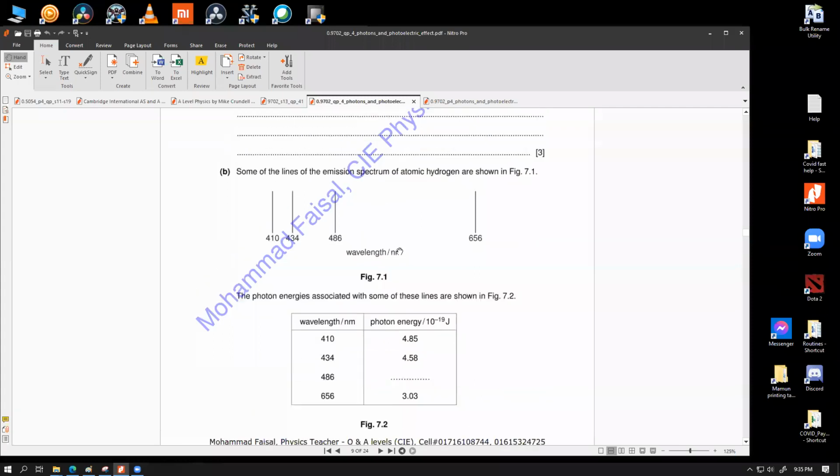Some of the lines of the emission spectrum of atomic hydrogen are shown in figure 7.1. So we have these atomic level lines. The photon energy associated with some of these lines are shown in figure 7.2. Wavelength, photon energy, blah blah blah.